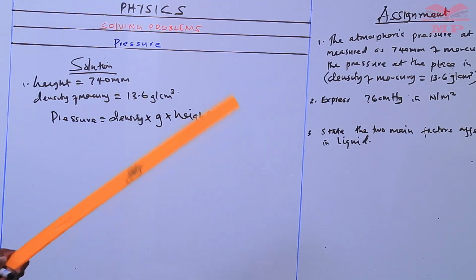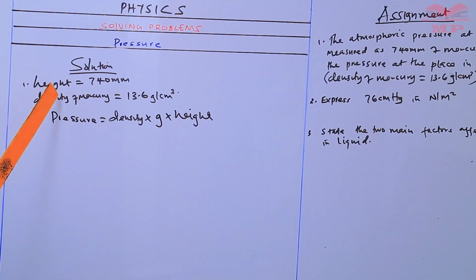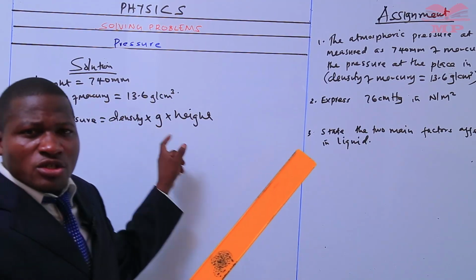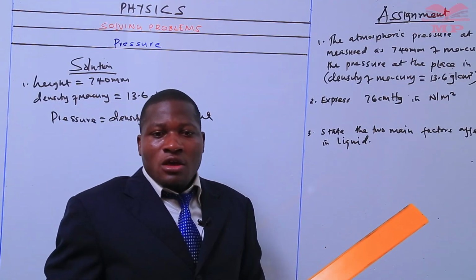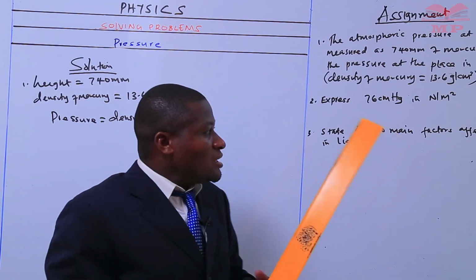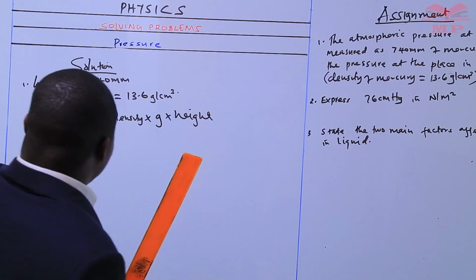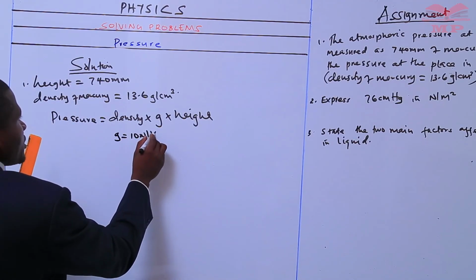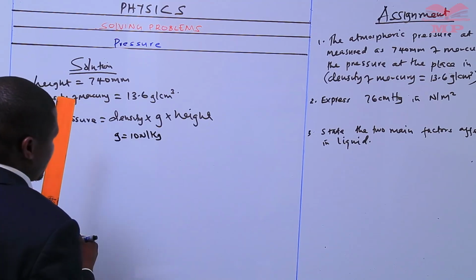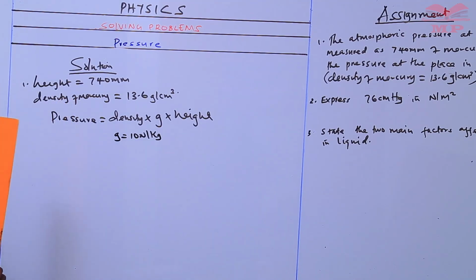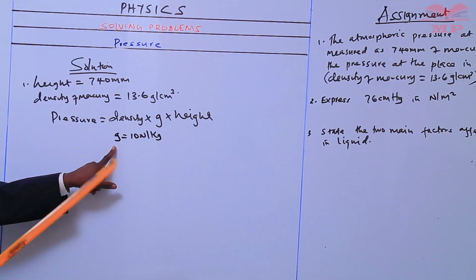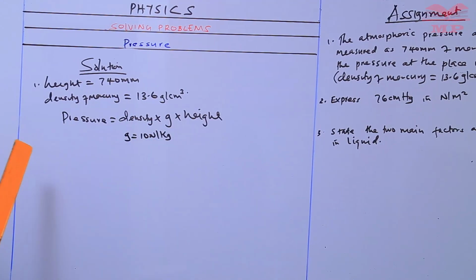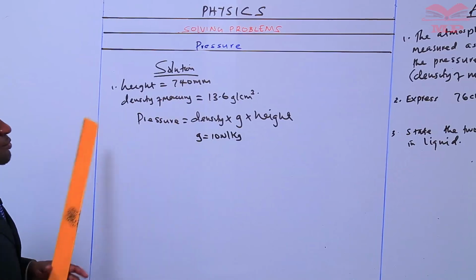Now, from the things that we have been given, we have the height and density. But remember, learners, this G is always constant. You can be given or not, but this one is known. Our G in this case is just equal to 10 Newton per kilogram. It is always 10. If it is missing, then just know that G is 10 Newton per kilogram. Then we have density as 13.6.